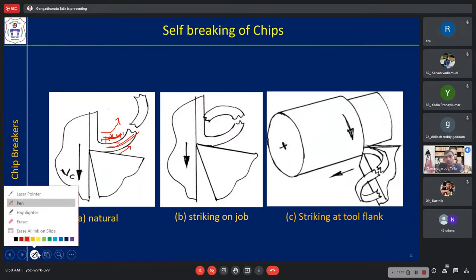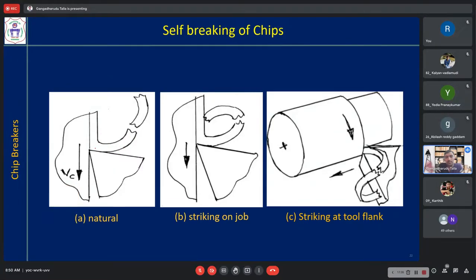There are a few more reasons. When you are providing an inclination angle, the chip will not flow straight. Understand? Because there is some rake angle or inclination angle, the chip will not flow straight. It is coming something like this. So that is also helping the chip to curl, whenever there is some angle provided.